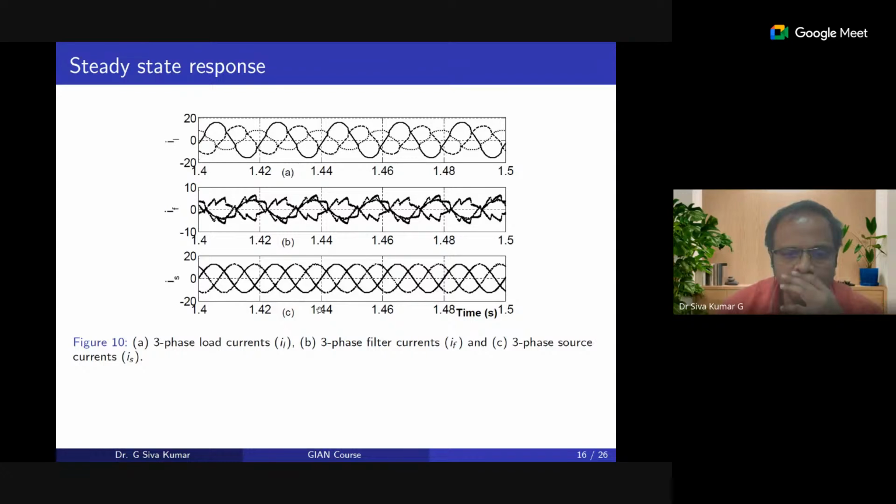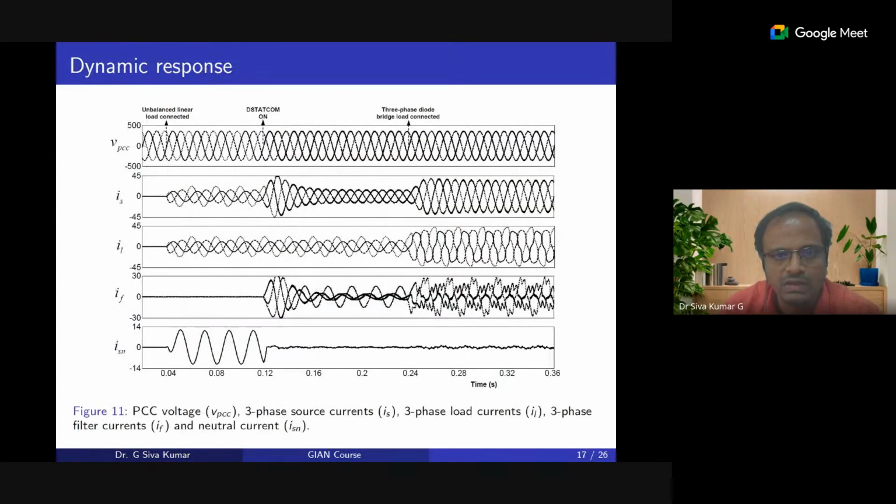This is a steady state operation where your load currents are this way and your filter currents are the harmonic currents. You can see that the source currents are perfectly sinusoidal. And you can see the dynamic response of the entire circuit. This is the PCC voltage, and an unbalanced nonlinear load has been connected at 0.04 seconds.